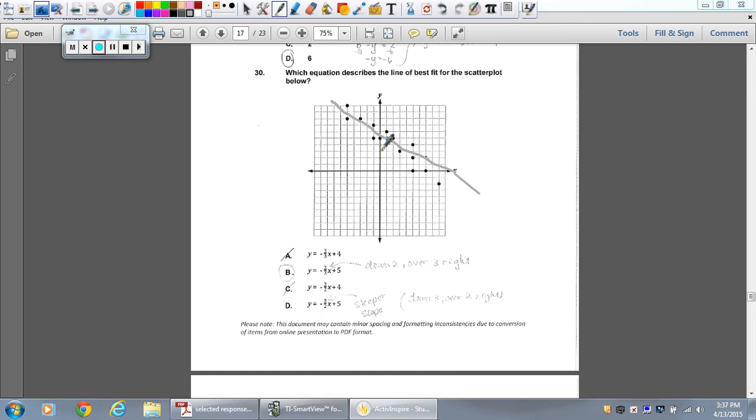It doesn't look like the y-intercept could be 4, so I'm going to get rid of A and C. And I notice my slope is negative, and I probably should get out my straight edge and do a little bit better job. So I'm going to go down 2 over 3, which would be better than down 3 over 2. That would be too steep. So that's why I chose B. All right, drew my line a little bit better. It's still my y-intercept's 5. My slope is closer to down 2 over 3 than it is to down 3 over 2. That would be too steep.